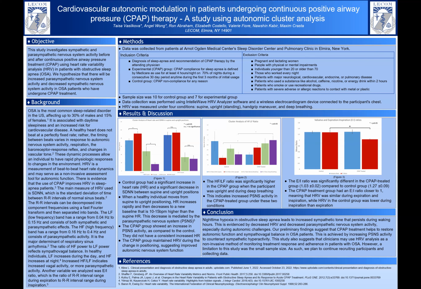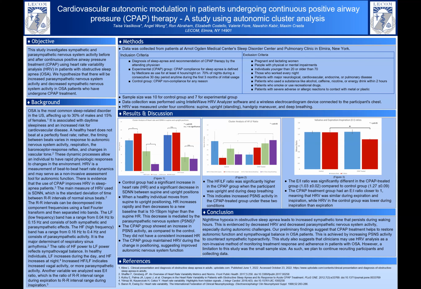Thanks, Angel. To give us some background to Figure 1, when a healthy individual moves from supine to upright positioning, the heart rate increases rapidly and then decreases to a new baseline that is 10 to 15 beats per minute higher than the supine heart rate. This decrease is mediated by the parasympathetic nervous system.